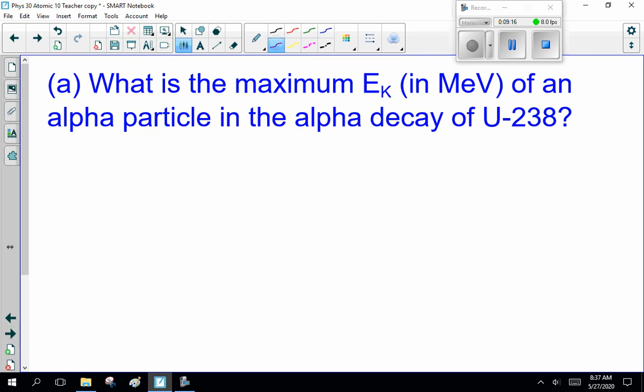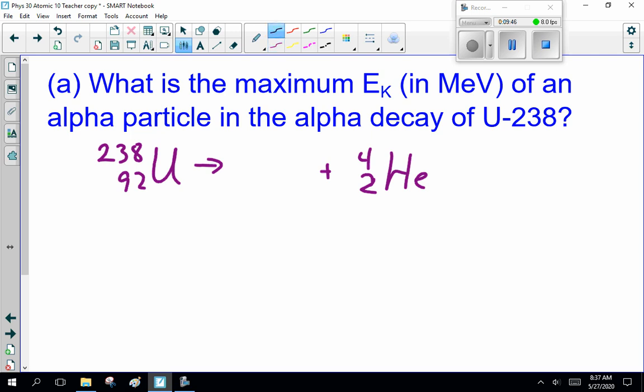Okay, U-238. Now, 238 is the mass number. The atomic number, the number of protons for uranium is 92. So to undergo alpha decay, I write out the alpha particle, and I write it last because usually we're more interested in the daughter particle.